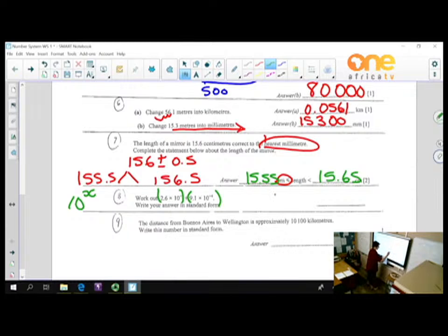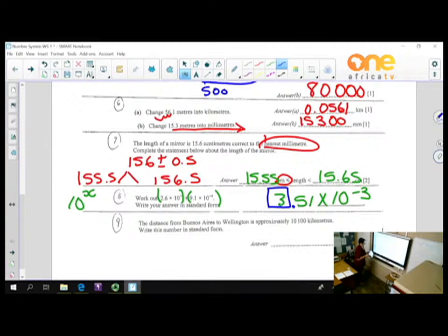So I got 3.51 times 10 to the power of negative 3. It's a decimal answer, so that's why it's 10 to the power of negative 3. Remember, standard form means only one digit, only one number in front of that point to change it there.